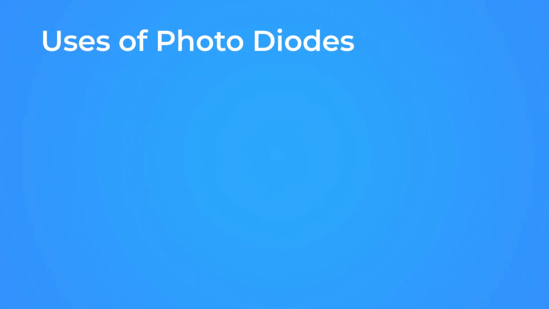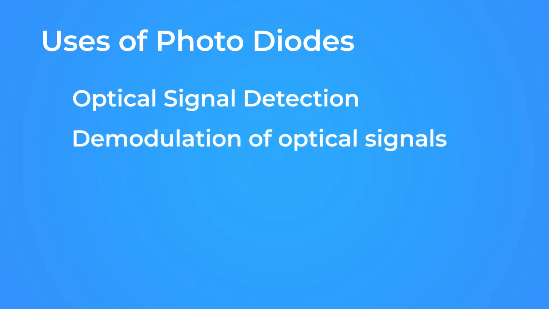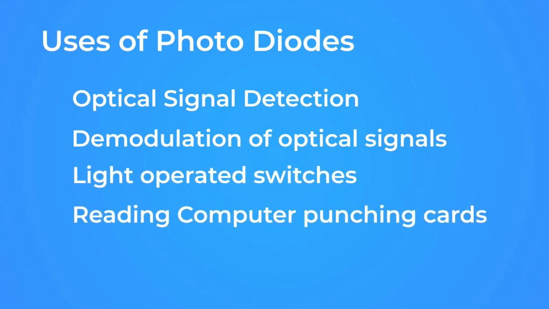The common uses of photodiodes are basically in optical signal detection, demodulation of optical signals, light operated switches, reading computer punching cards, and electronic counters.